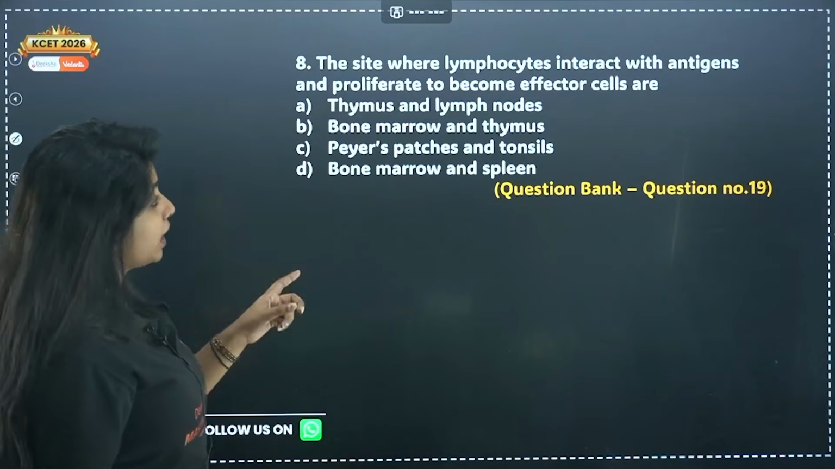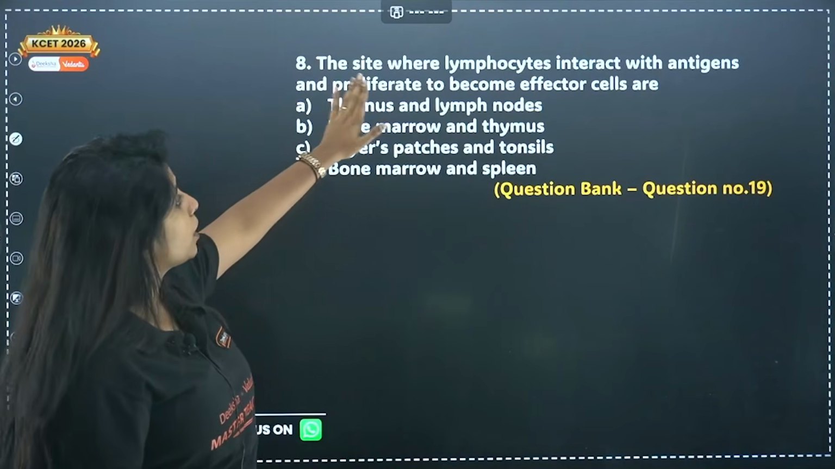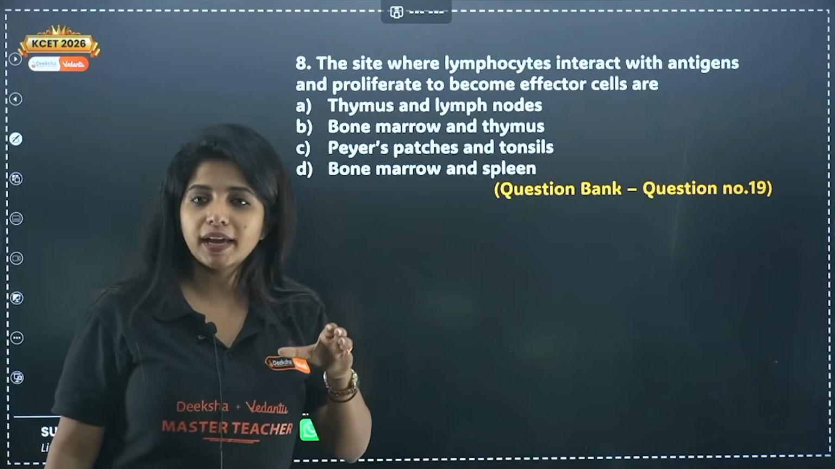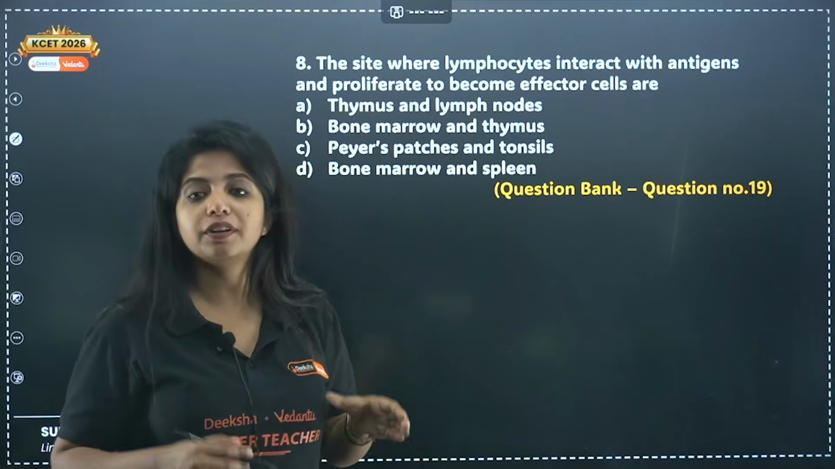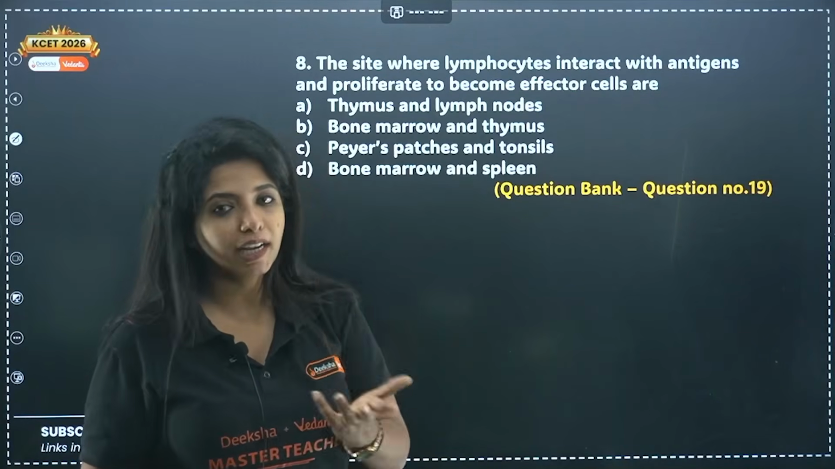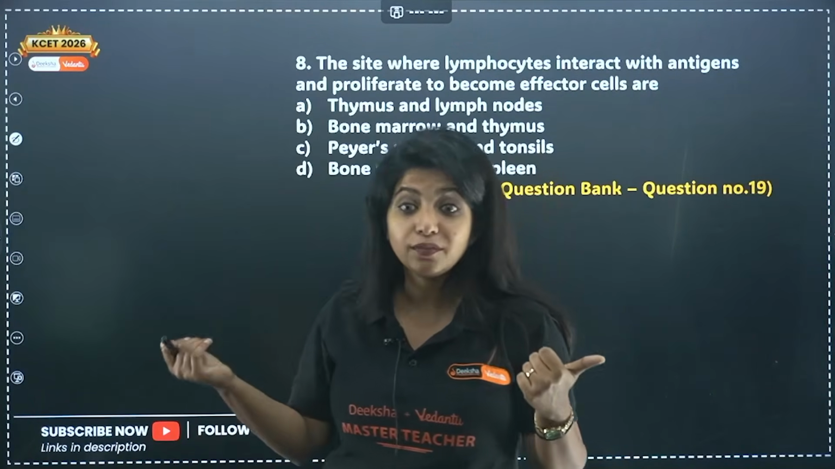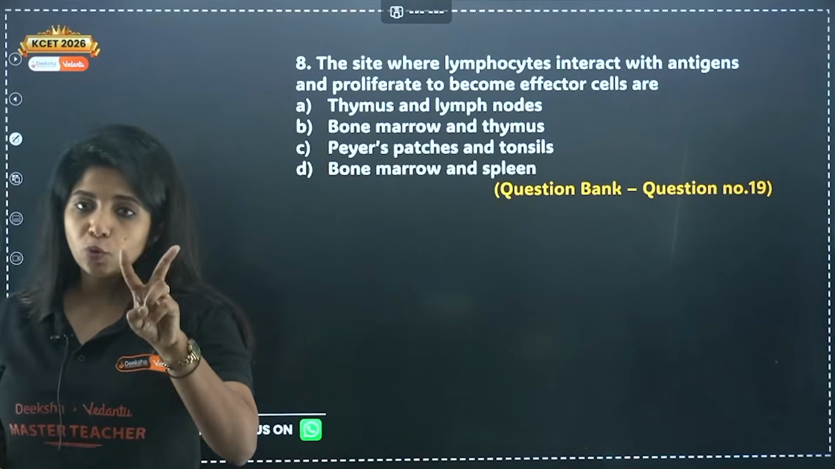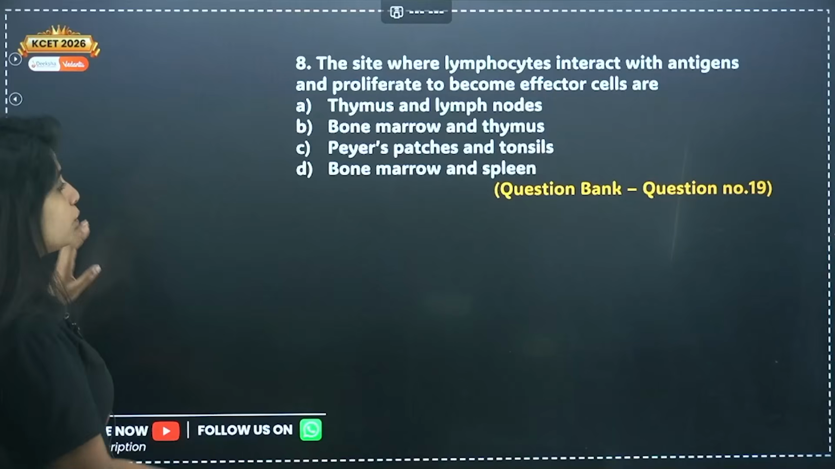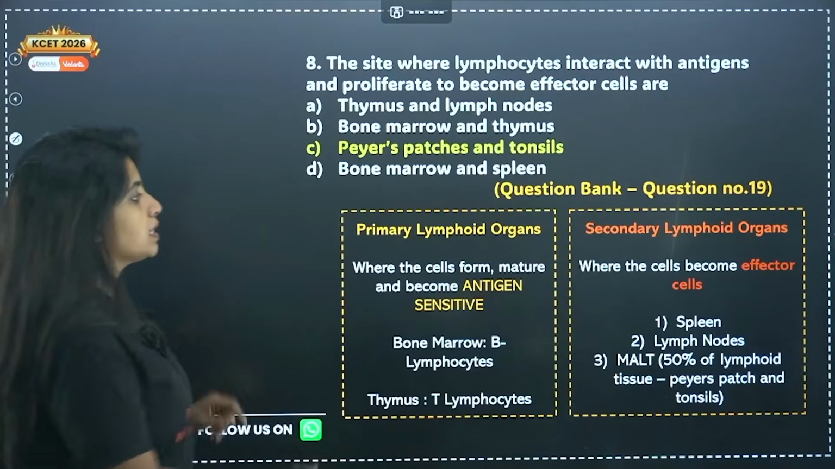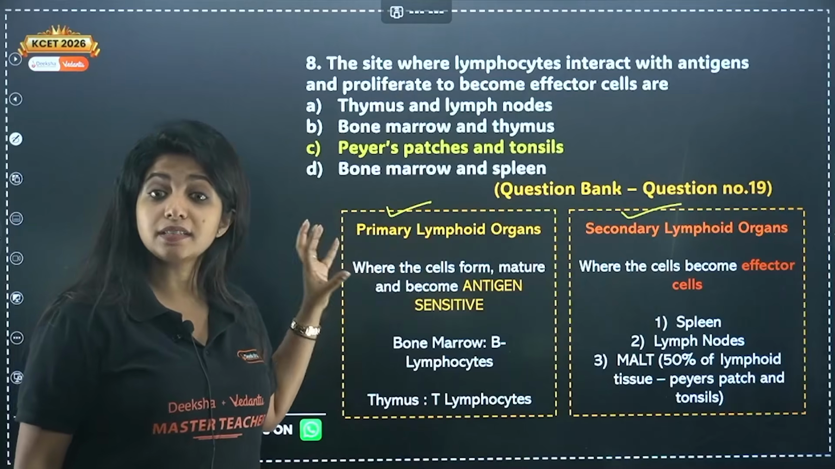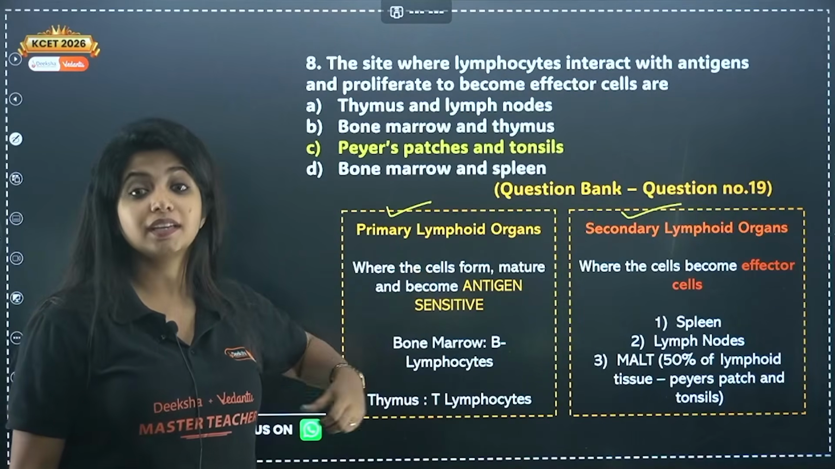The sites where lymphocytes interact with antigens and proliferate to become effector cells are... What do you mean by that? Basically lymphocytes are a type of WBC, such as B and T lymphocytes. Now there are two types of lymphoid organs where these cells are produced and develop: primary and secondary. Primary is where the cells are formed, where they are given birth to.